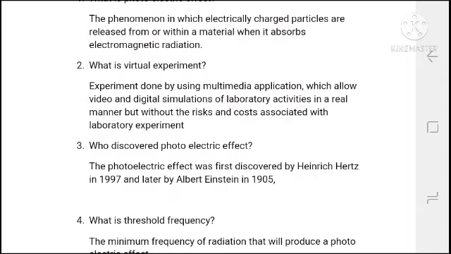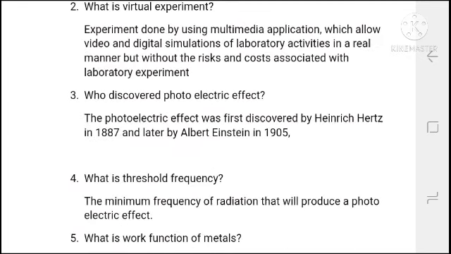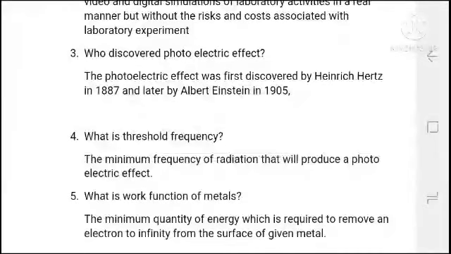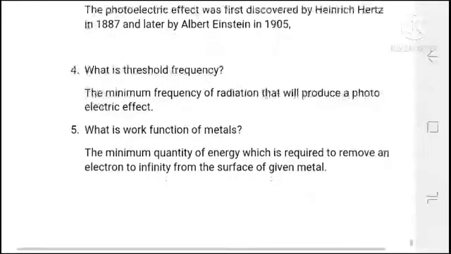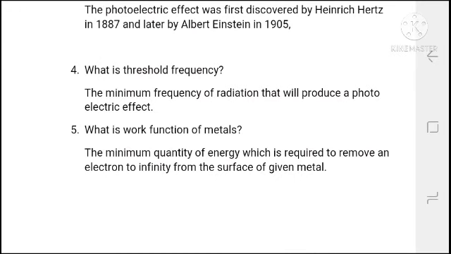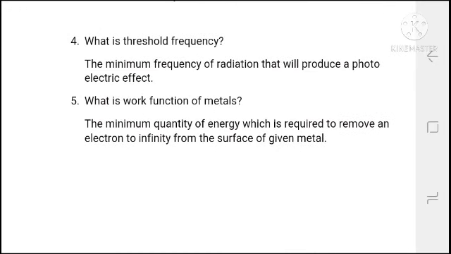Who discovered photoelectric effect? The photoelectric effect was first discovered by Heinrich Hertz in 1887 and later by Albert Einstein in 1905. What is threshold frequency? The minimum frequency of radiation that will produce a photoelectric effect. What is work function of metals? The minimum quantity of energy which is required to remove an electron to infinity from the surface of given material.